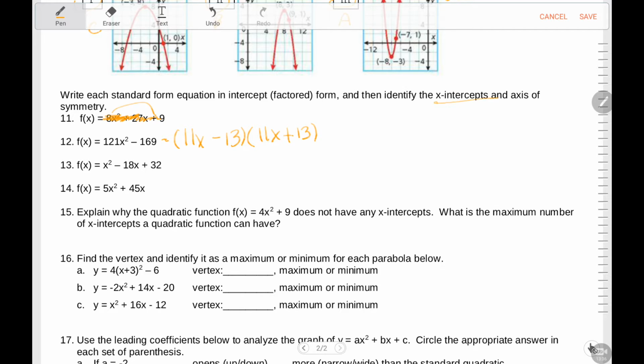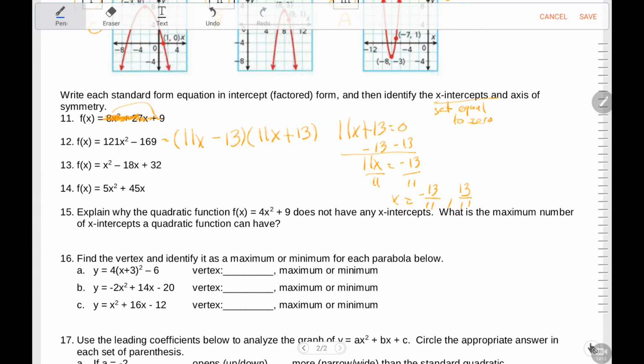And then when you want to find x-intercepts, set these equal to 0. So you'd have 11x plus 13 equals 0. Let me write that out. All right. So minus 13. You'd get 11x equals -13. Divide by 11. So x would equal -13 over 11. And since they're the same, also positive 13 over 11. All right.